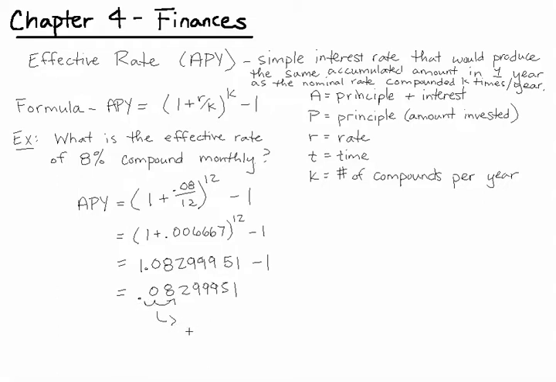by moving our decimal place over 2 places. And we can round off from this point, round to the nearest tenth. It would give us 8.3%. So the nominal rate is 8%, meaning the effective rate, the rate that we could use with the simple interest formula, is 8.3%.